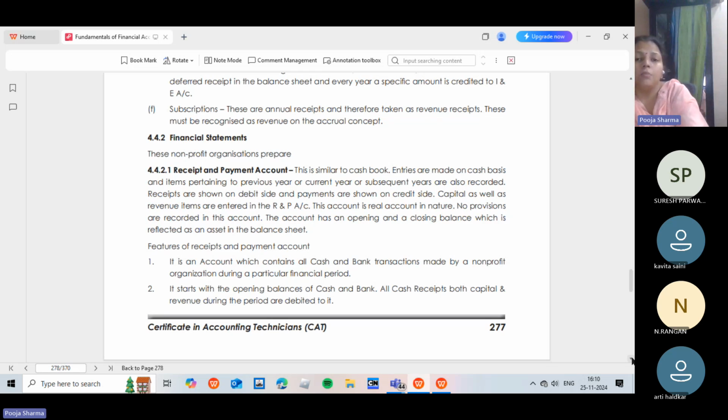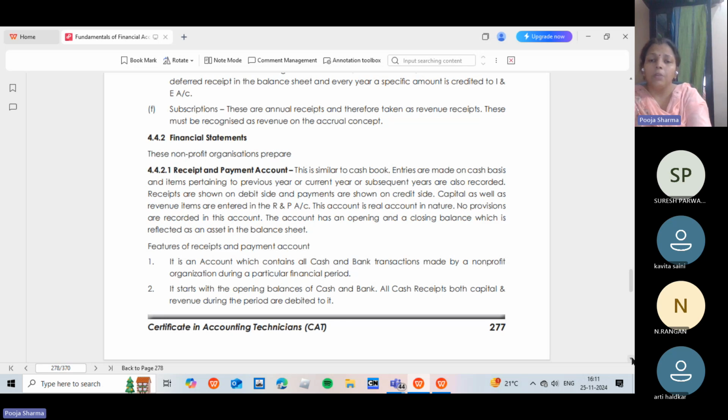Now, this is similar to the cash book. Entries are made on the cash basis. As soon as we receive the cash, entries are posted. Items pertaining to the previous, current, or subsequent year are also recorded. It doesn't matter which year it relates to; all entries will be posted. Receipts are shown on the debit side, obviously, and all the expenses are shown on the payment side. Capital as well as revenue items are entered in the receipt and payment account.